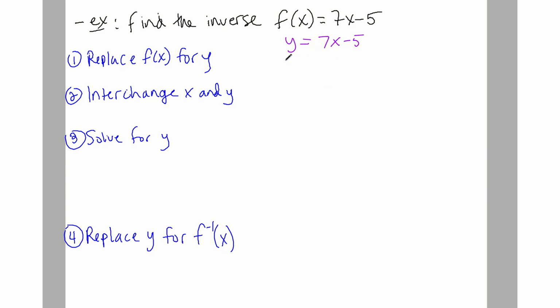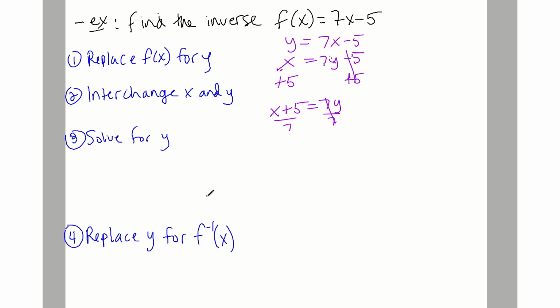Now I'm going to swap out my variables. So this is really going to be x equals 7y minus 5. Okay, and then now I want to solve for y. So I want to add 5 to both sides here. This is going to cancel. We're going to get x plus 5, which is going to equal 7y. And if we divide both sides by 7, we're going to get that y equals this. So we've just solved for y.